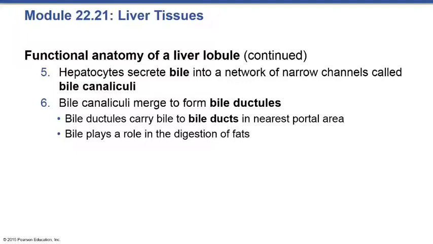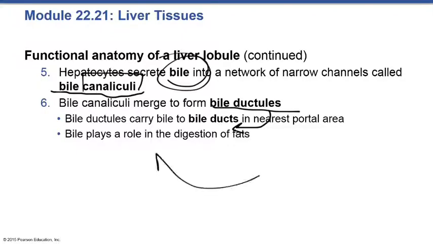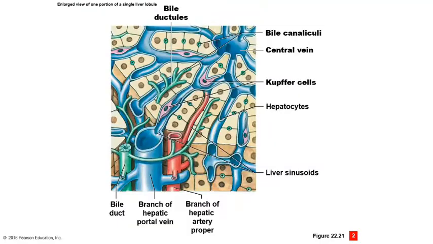Now, in addition to filtering the blood, the liver and the hepatocytes are also making the bile, and the bile is going to be traveling through narrow channels called bile canaliculi. Recall we had canaliculi back in bone. The canaliculi were the small canals. And all of those canaliculi are going to merge into bile ductules and eventually into the bile duct and eventually brought out through the gallbladder and through the common bile duct to help digestion of fats.